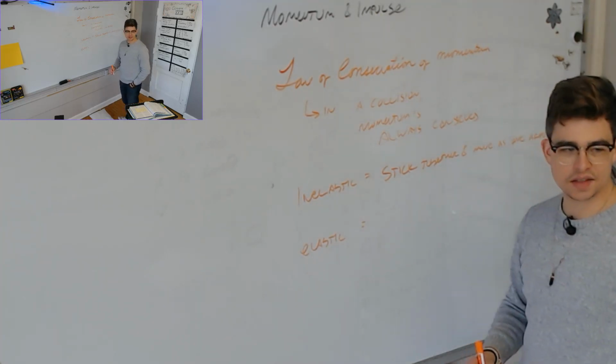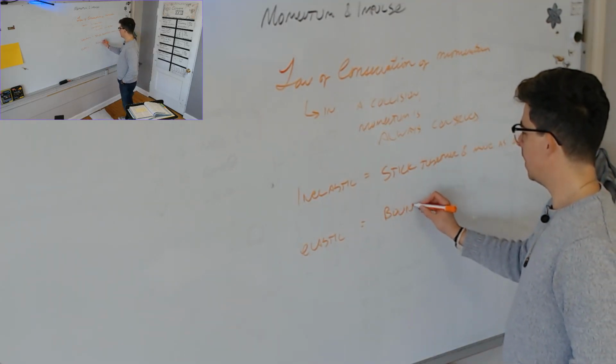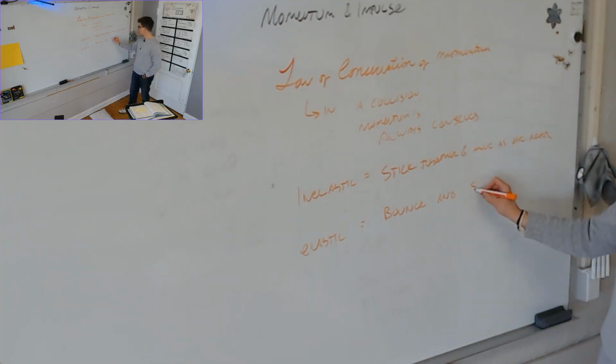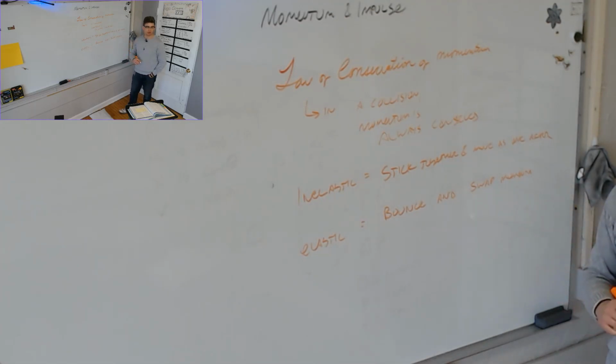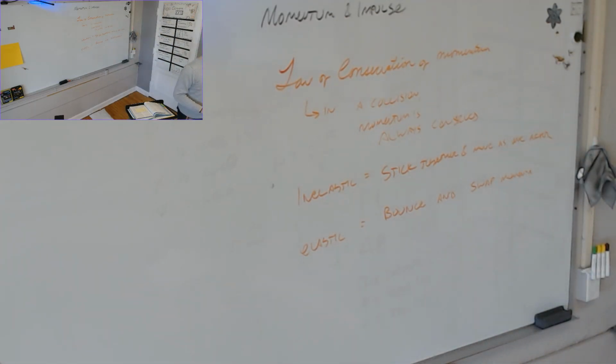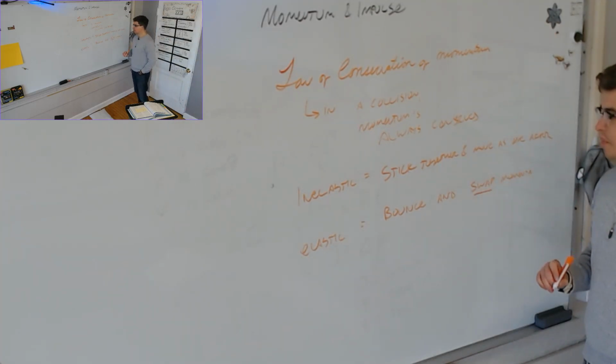In an elastic collision, they bounce. And in this one, they swap momenta. Momenta is the plural of momentum. So a fool might say momentums, but the actual plural is momenta. In this one, they swap momenta.